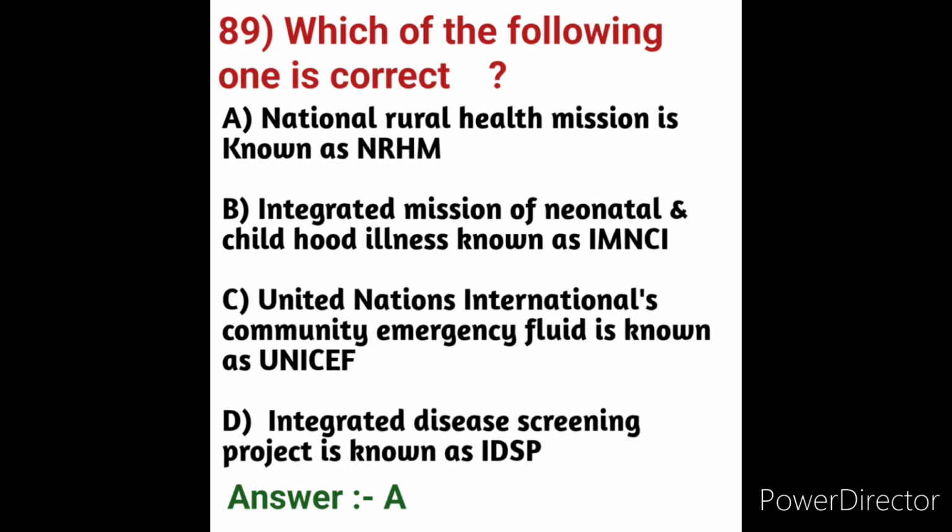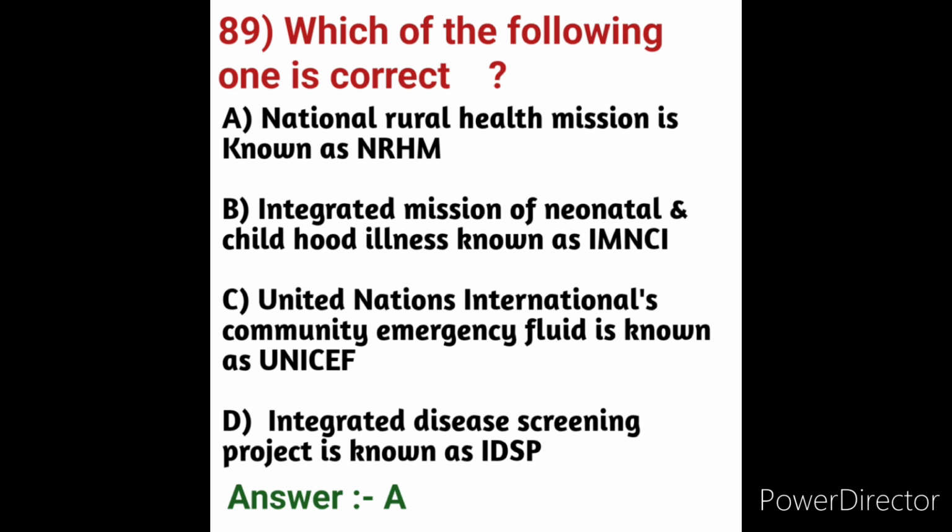Question number 89. Which of the following is correct? Option A, National Rural Health Mission is known as NRHM. Option B, Integrated Mission of Neonatal and Childhood Illness known as IMNCI. Option C, United Nations International Community Emergency Fund is known as UNICEF. Option D, Integrated Disease Screening Project is known as IDSP. Here we have to observe the options and know the abbreviations, as mentioned in the previous question also.